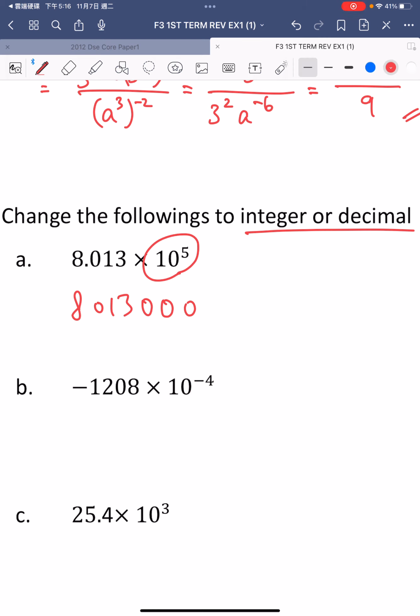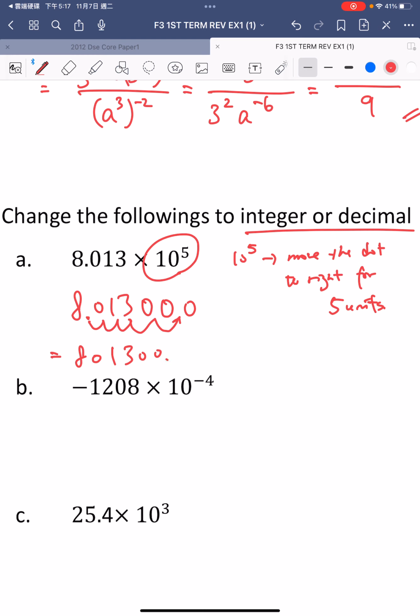Okay, so now the dot is here. It's going to be times 10 to the power of 5, which means I want to move the dot to the right-hand side by 5 units. So 10 to the power of 5 means that I move the dot to the right for 5 units. Okay, so 1, 2, 3, 4, 5. So now we copy this down, it is equal to 801,300 dot.